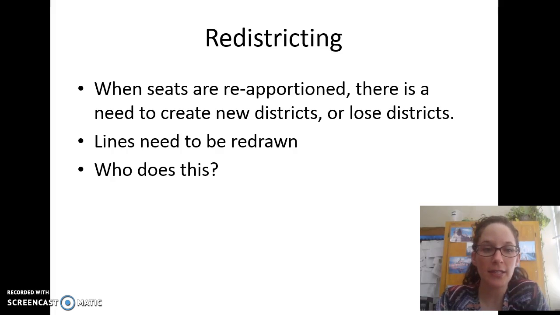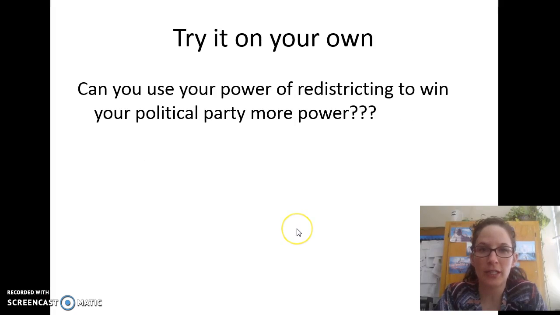So in 2010, Texas's population went up 4 seats. We had to add 4 districts, and so we went from having 32 districts to having 36. Meanwhile, over in Louisiana, they lost 2 seats, so they had to redraw the district lines to have 2 fewer districts. So in class, we did a little try it on your own redistricting activity.